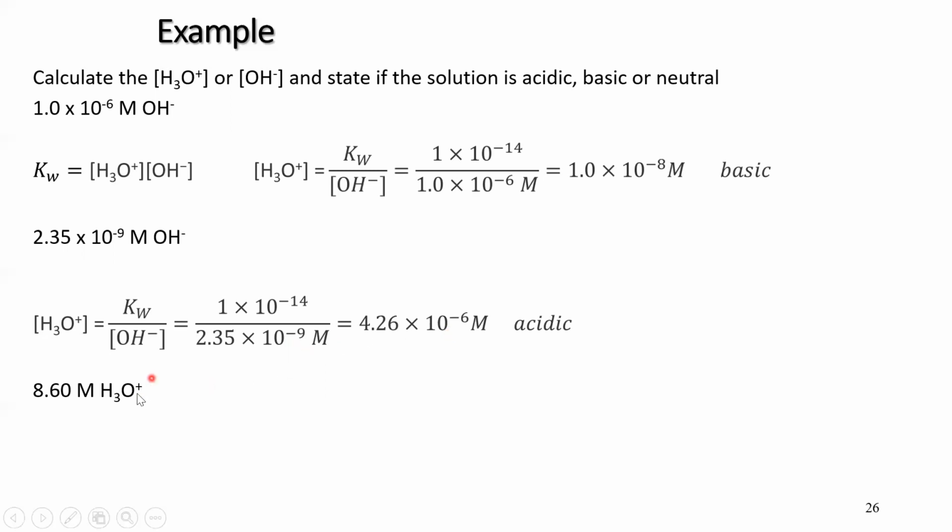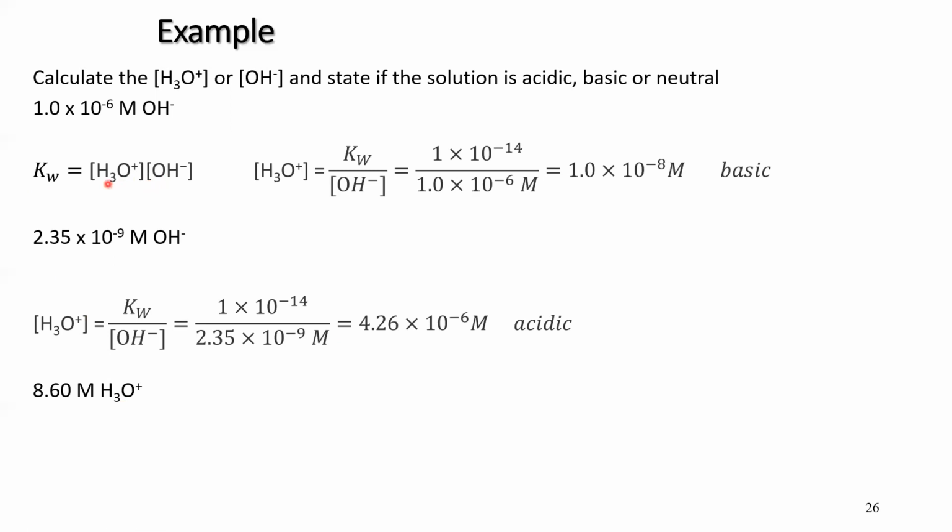Now, for this one, you're given the hydronium ion concentration. Okay, you want to calculate the hydroxide ion concentration. You're going to do it the same way. Okay, we've got our Kw expression. This time we want to calculate hydroxide, so we have to divide both sides by hydronium.